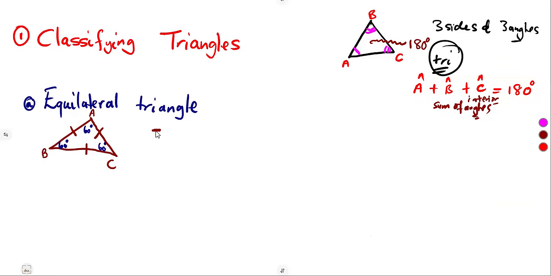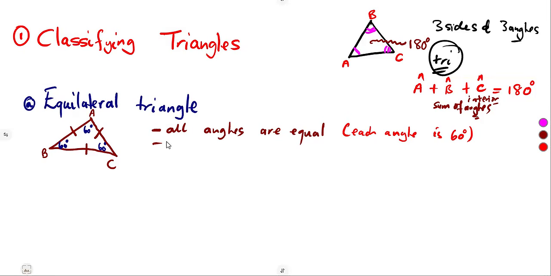So let me just try to write something here. We said all angles are equal. That means each angle will be 60 degrees, since they are equal. Also, we talked about the sides. All sides are equal, that is of the same length. So we are talking of the same length in this case.